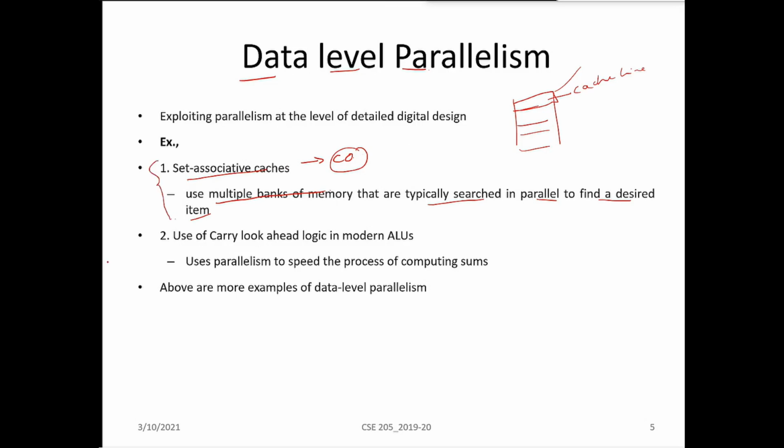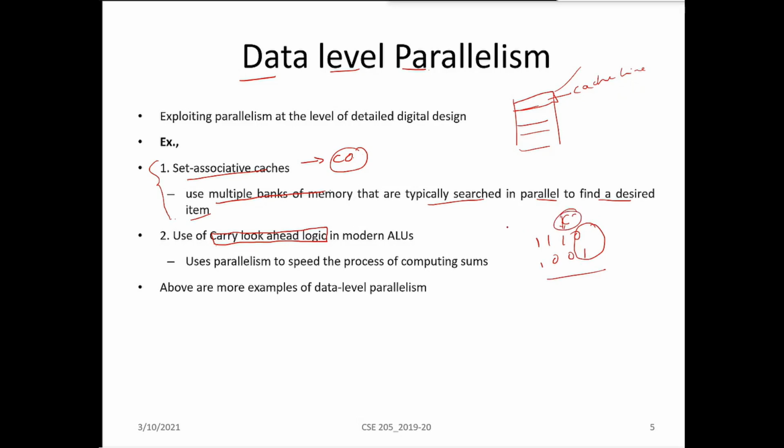Okay, so one is using set associativity cache, where data level parallelism can be achieved. Next, carry look ahead logic. You read this in your digital course. Normally, whenever you're doing computations, assume it is like 0, 1, 0, something like this. The carry bit has to depend on the sum bit, so until this is completed, the carry bit can't be predicted.